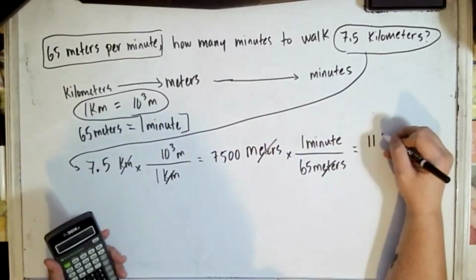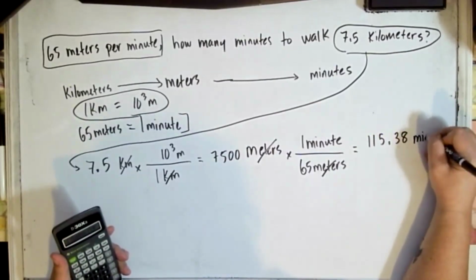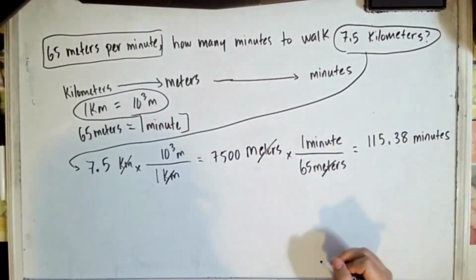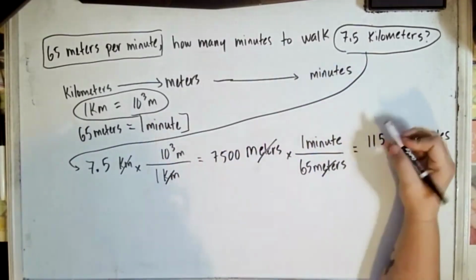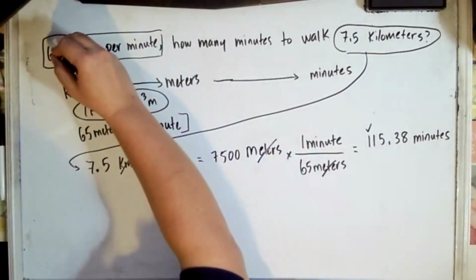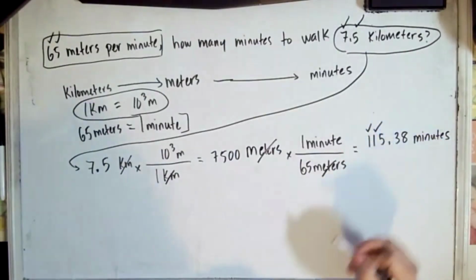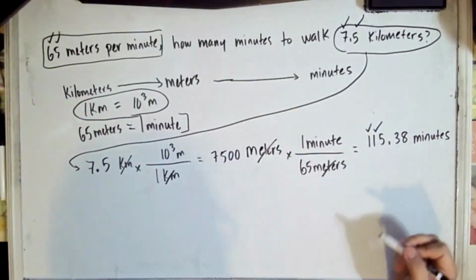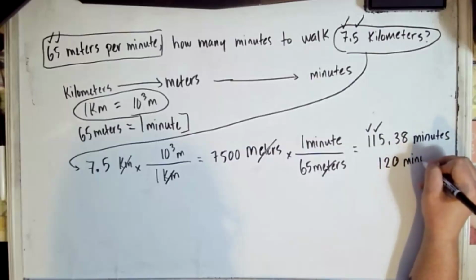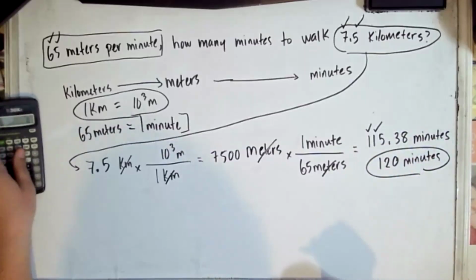And we end up with 115.38 minutes. We would want to round this to 2 significant figures because 7.5 and 65 both have 2 significant figures in them. So our final answer should have 2 significant figures. So this will be 120 minutes if we're being correct with our significant figures.